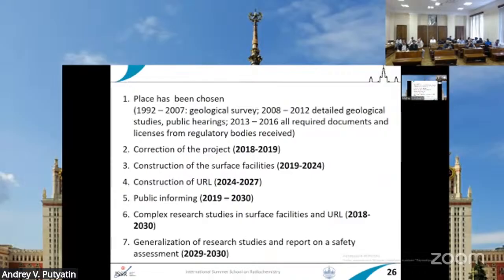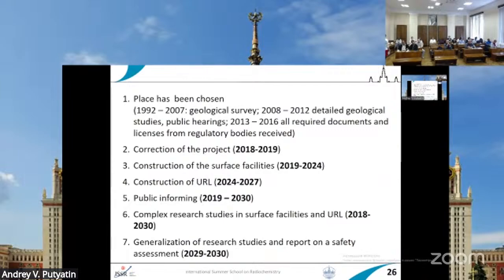So, just a short history of the choice of this place. The start of the geological survey was already in 1992. I think more or less in all countries it was the same period. In China maybe it was a bit earlier, in 1985 or something like this. But I think after Chernobyl and some other events, many countries started to explore the possibilities for a final solution for the spent nuclear fuel.